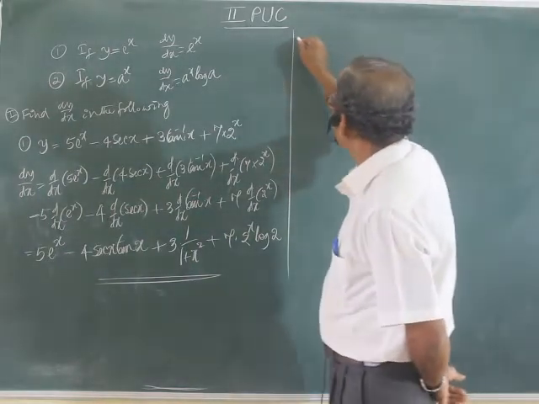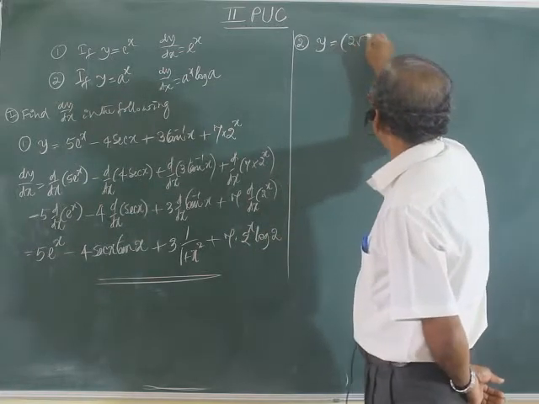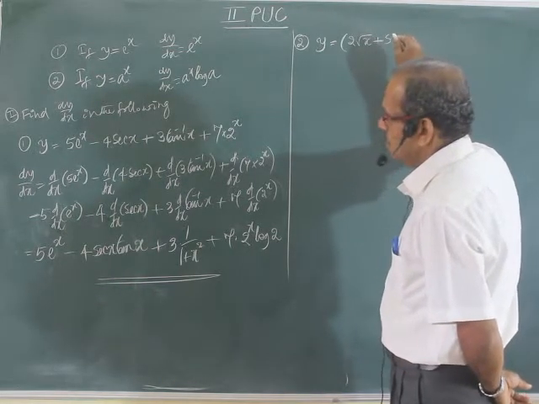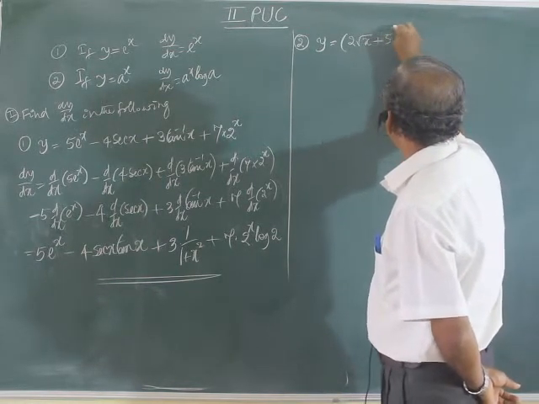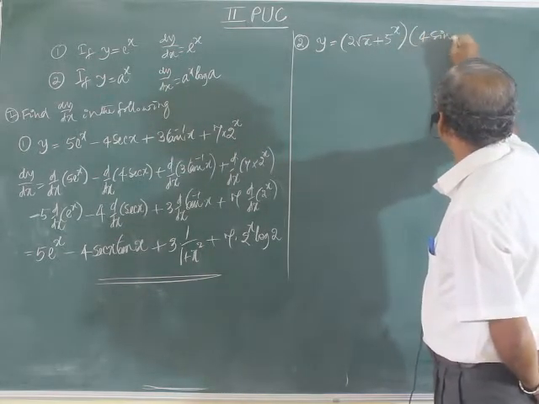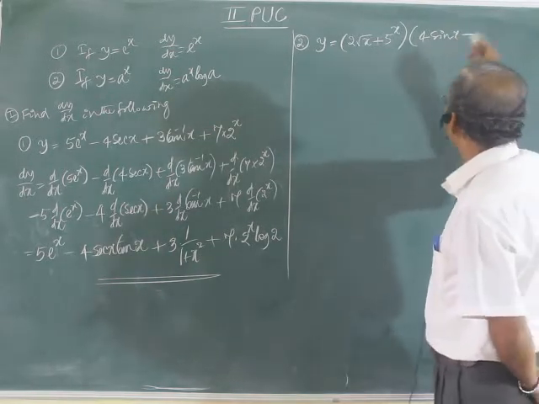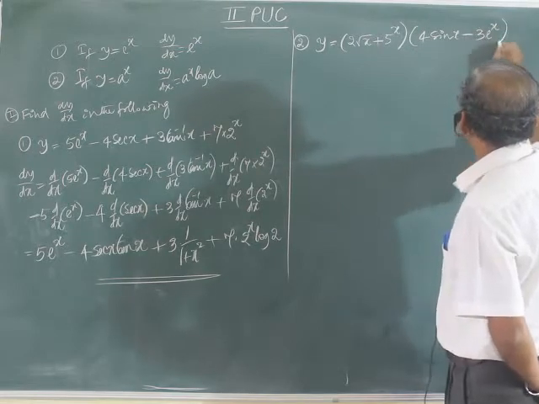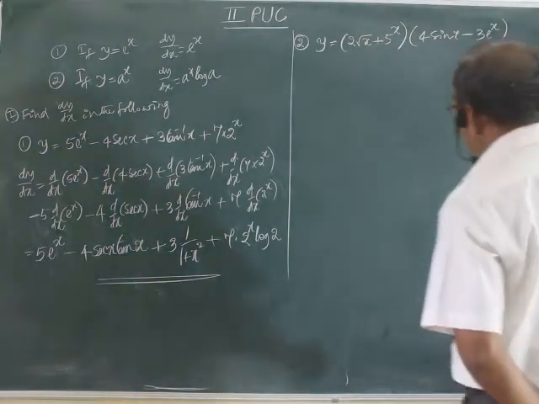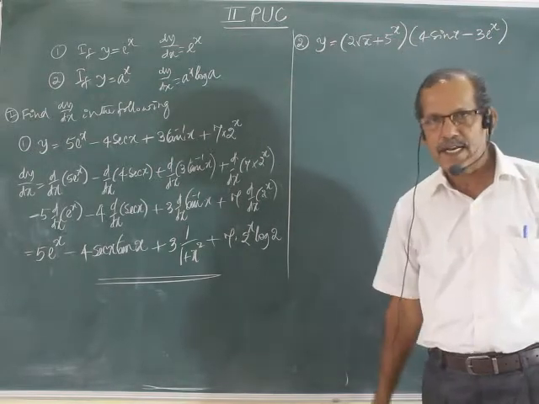Next, second function, let me take the product formula. See like this: 2 root x plus 5 to the power x, into 4 sin x minus 3 e to the power x. Careful. Problem from the product formula. Extra is I have taken this a to the power x and e to the power x. That's all. Nothing else.